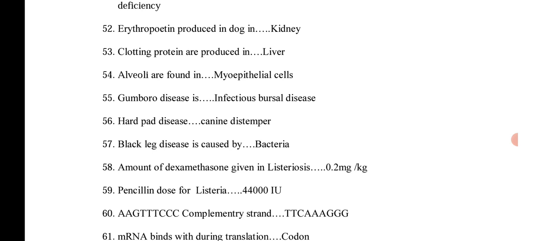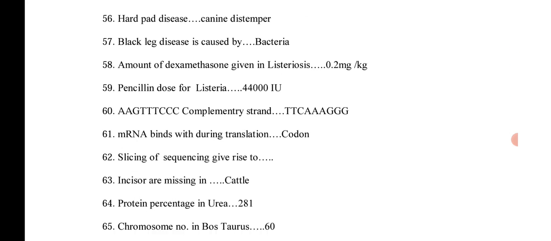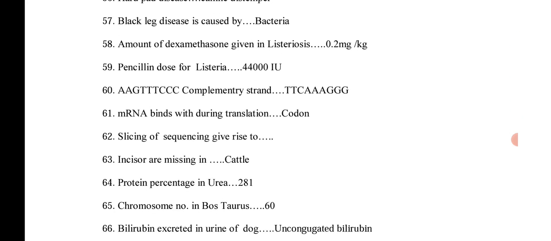The amount of dexamethasone given in listeriosis is 0.2 mg per kg. 0.2 mg per kg of dexamethasone is administered in listeriosis along with penicillin. The dose of penicillin in listeria is 44,000 international units. But the prognosis of listeria is not good even with the administration of these drugs.